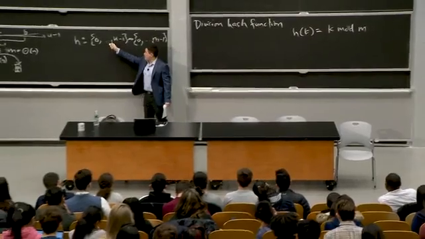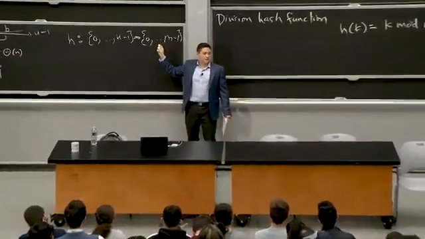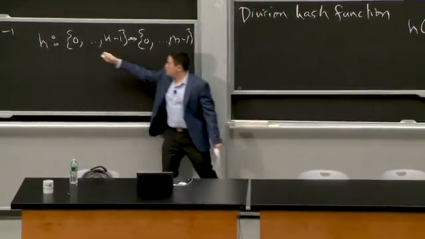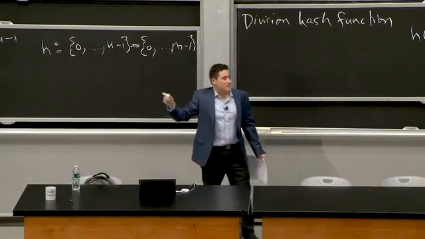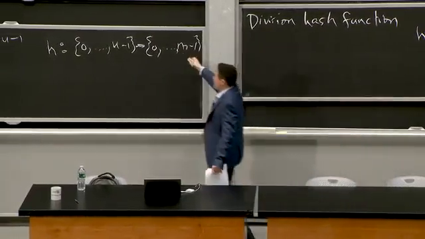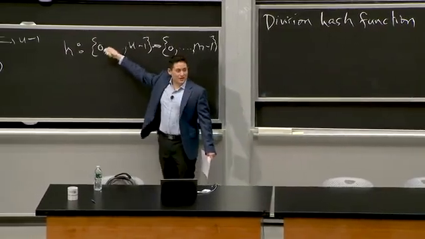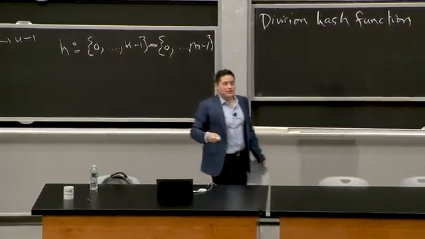Right? For every one of these values, I give a value in here. That would be completely, like I choose for each one of these an independently random number between this range. How many such hash functions are there? M to this number. That's a lot of things, right? So I can't do that.